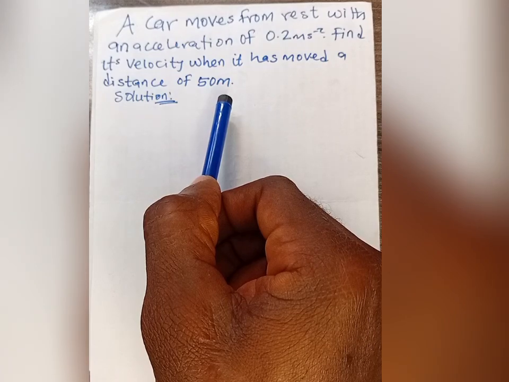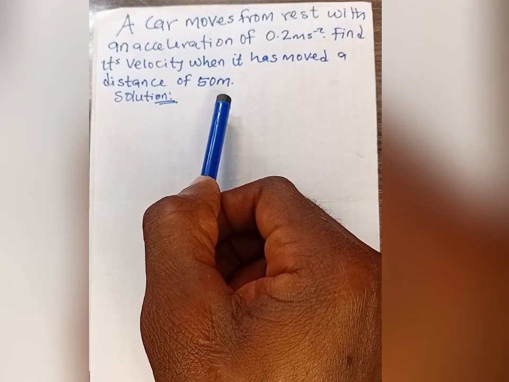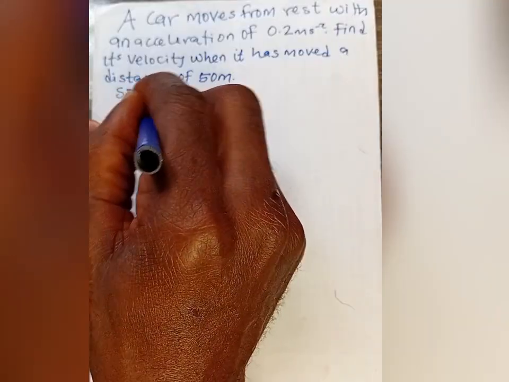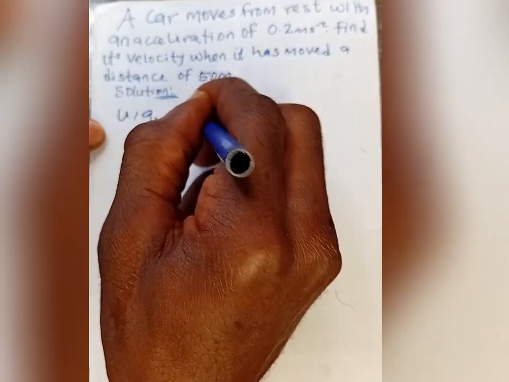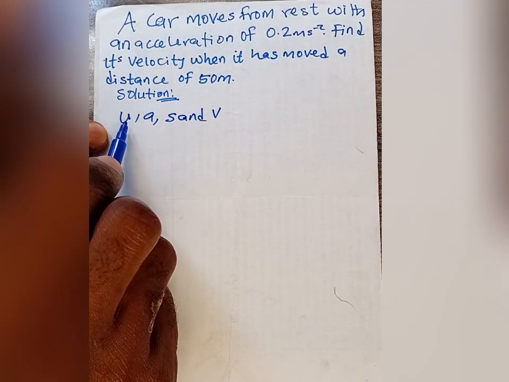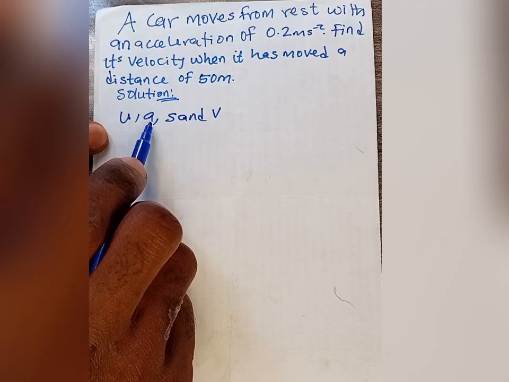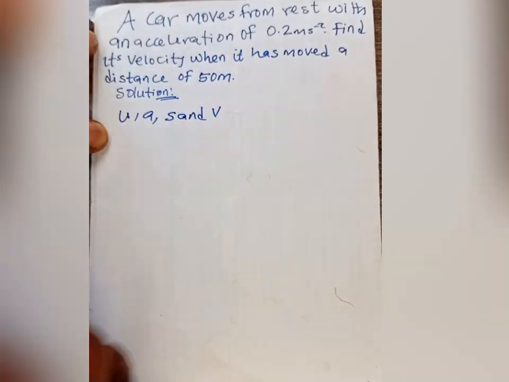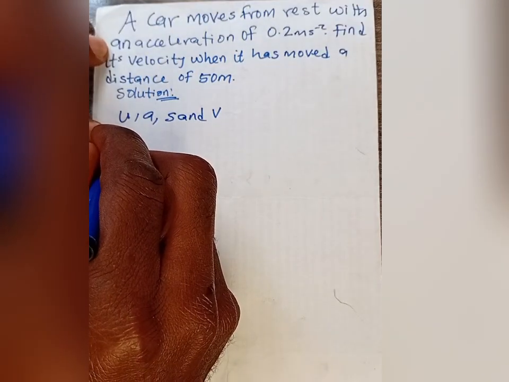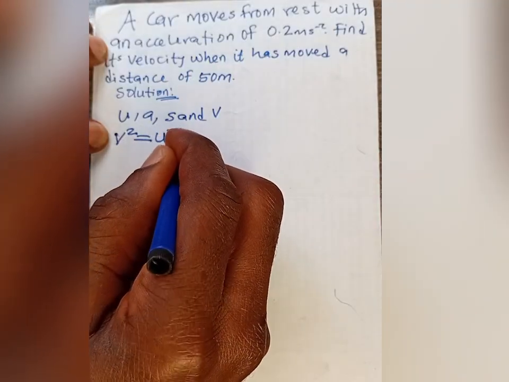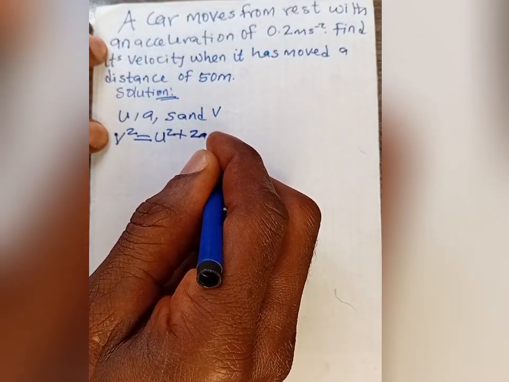And the equation we use for this problem is from the third equation of motion, which involves u, a, s, and v. Putting these together, we have initial velocity, acceleration, distance, and velocity itself. So, putting this together, we have v squared, which is equal to u squared plus 2as.